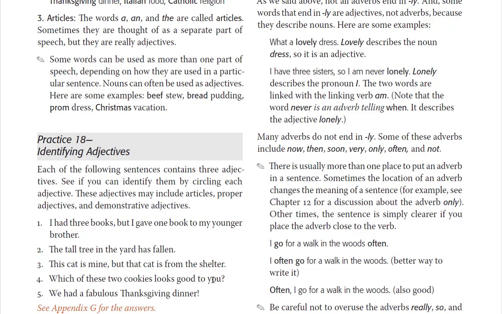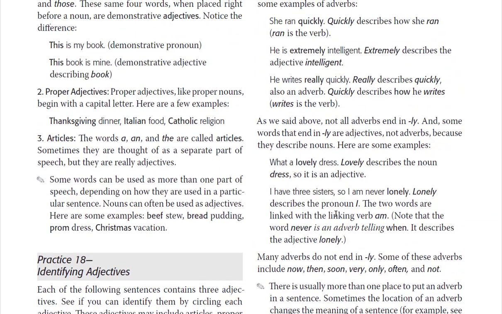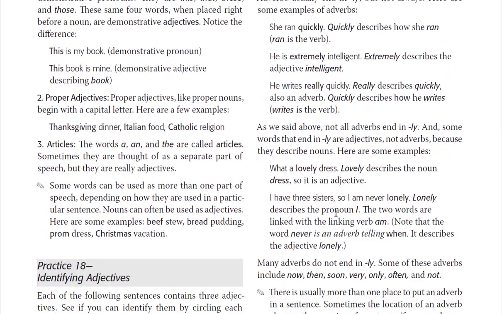So how do we identify adjectives? I had 3 books. 3 is an adjective because it describes how many books. I gave 1 book to my younger brother. Younger describes brother, so it's an adjective. How many? How many books? 1 book. So 1 describes how many. That's also an adjective. So always the adjective modifies the noun.